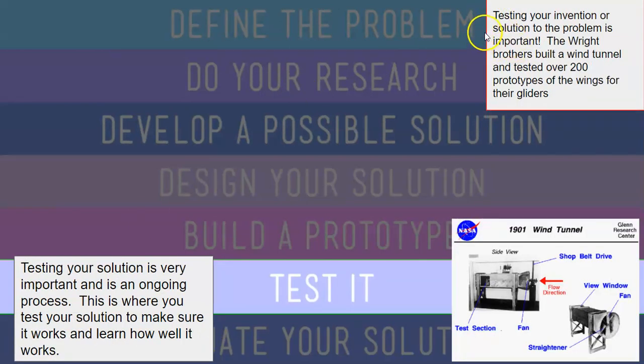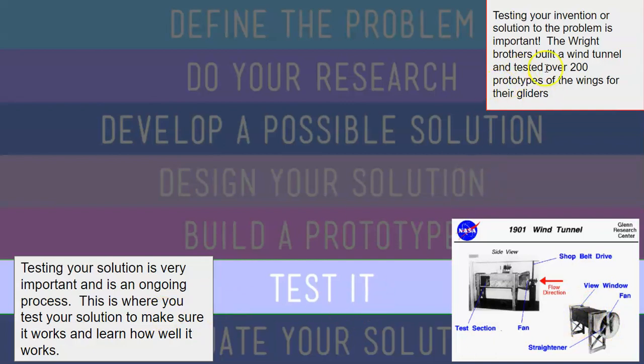Testing your invention or solution to the problem is important. The Wright brothers built a wind tunnel and tested over 200 prototypes of the wings for their gliders. So here's their little wind tunnel they made. They didn't make one that you could fit a car into, but I guess they could fit different shapes of smaller versions of the prototypes of their wings in there, and then they could look through there on the top, turn the fan on, and see how it did.